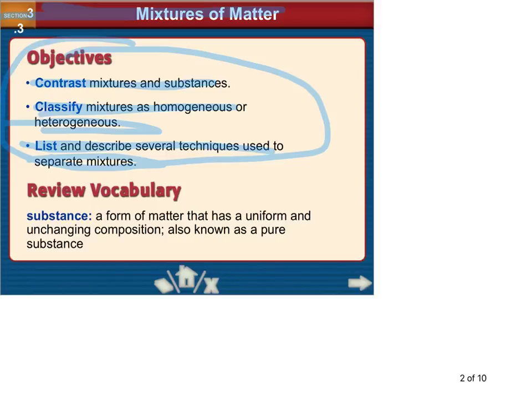Got one review vocab term here. Substance, form of matter that has uniform and unchanging substances, also called a pure substance. I typically use that, just substance, but substance, pure substance, same thing.